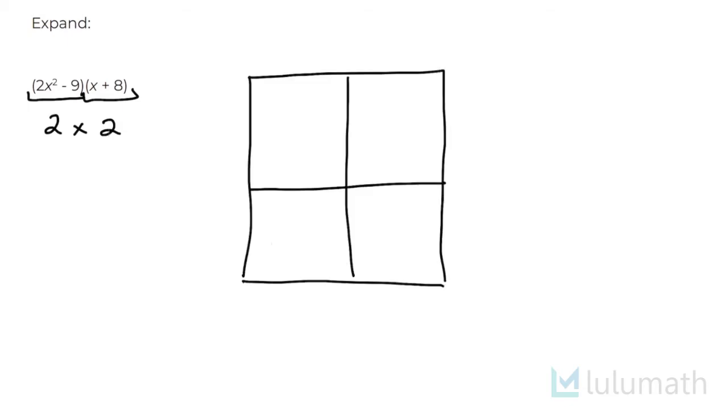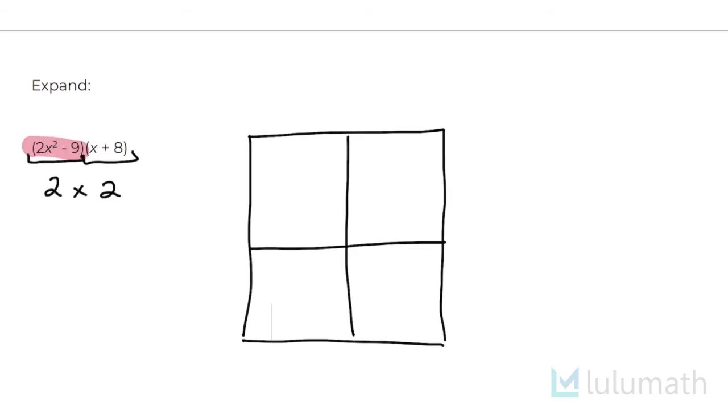Let's take a look at our next example that we have here. We've got 2x squared minus 9, and that's being multiplied by x plus 8. So again, we have a binomial multiplied by a binomial. So I'm going to create a 2 by 2 box again. So my first binomial is 2x squared minus 9. This time I'm going to put it on the left side so you can see it doesn't matter which side you put it on, because it doesn't matter what order you do multiplication in, it's always commutative.